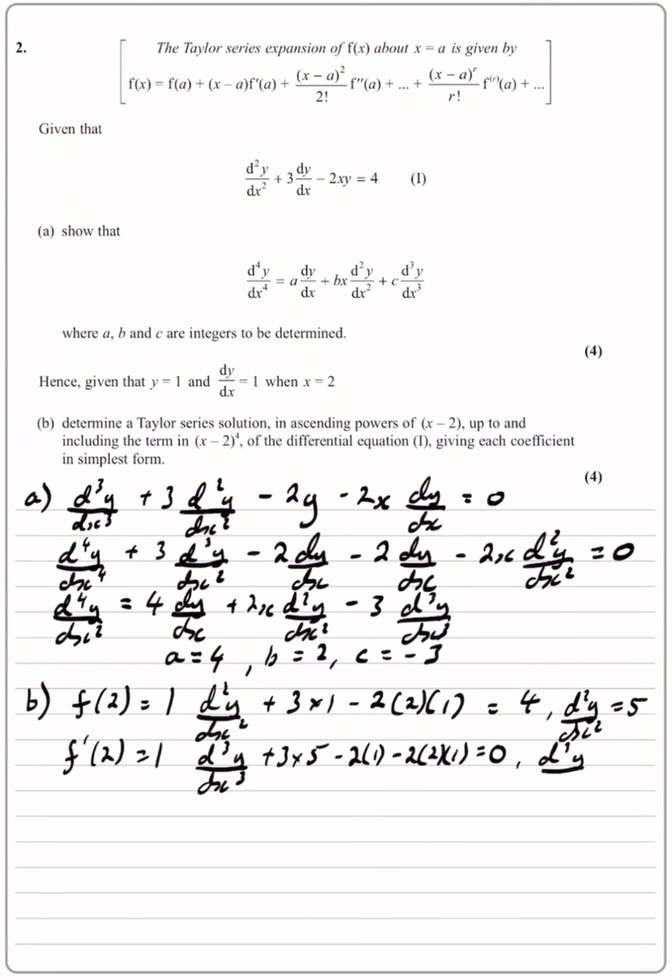Using the first version in part A, the first differential, we now have expressions for d2y by dx squared and dy by dx and x and y, so we can plug them all in and then move it over to the right hand side. We get the third differential is -9.